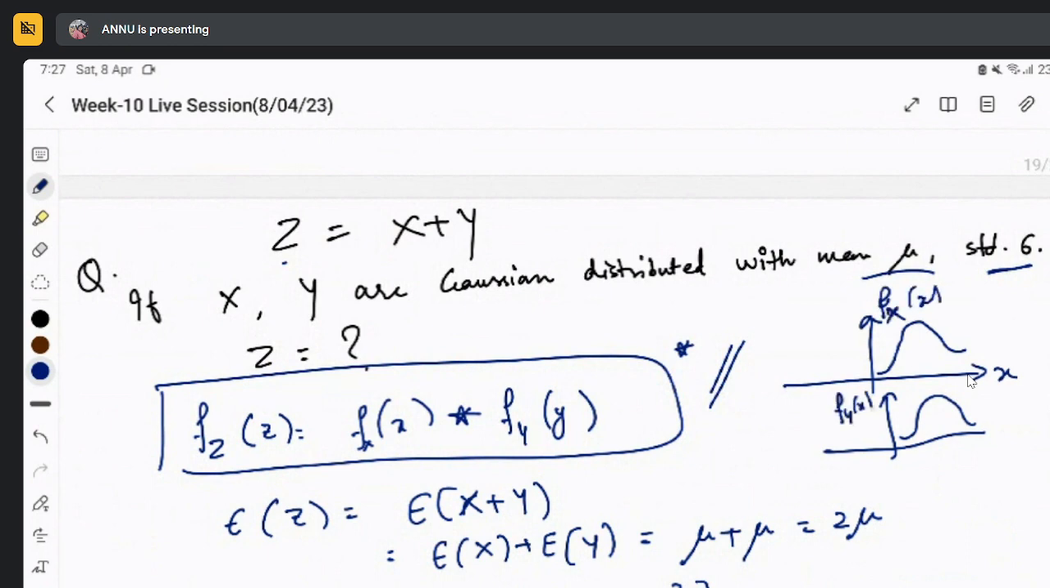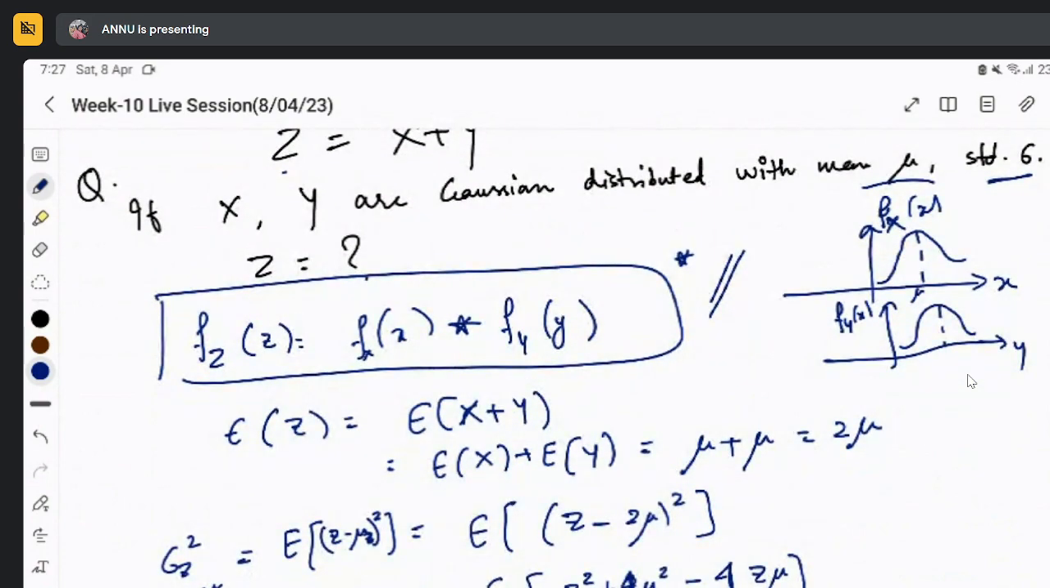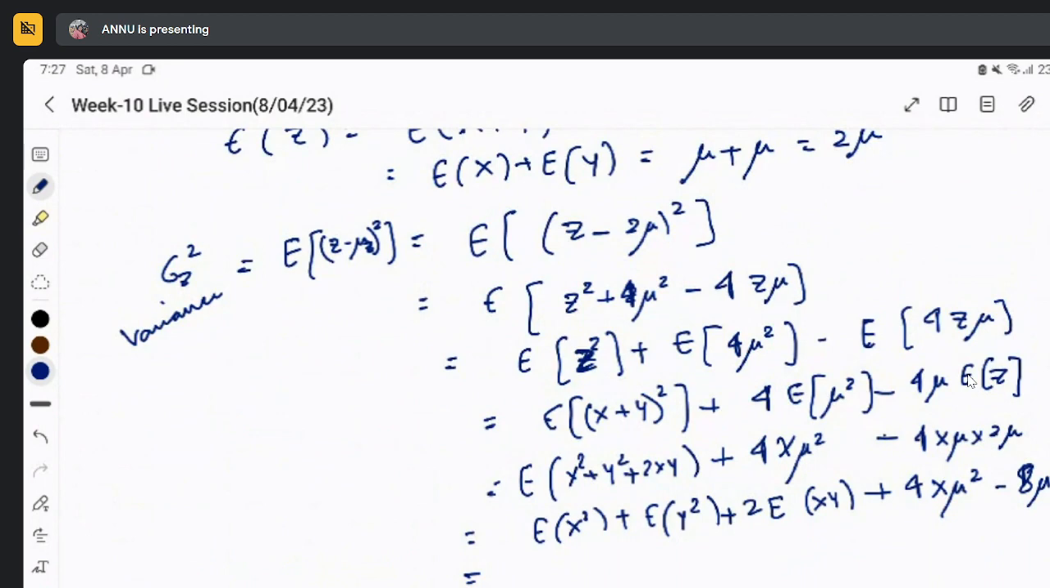Is there a formula in the book for the standard deviation of x plus y? Yes. If they are independent, then sigma z square is equal to sigma x square plus sigma y square. If they are not independent, then I think some extra terms are there, because this corresponds to independence of the events. I have to check that.